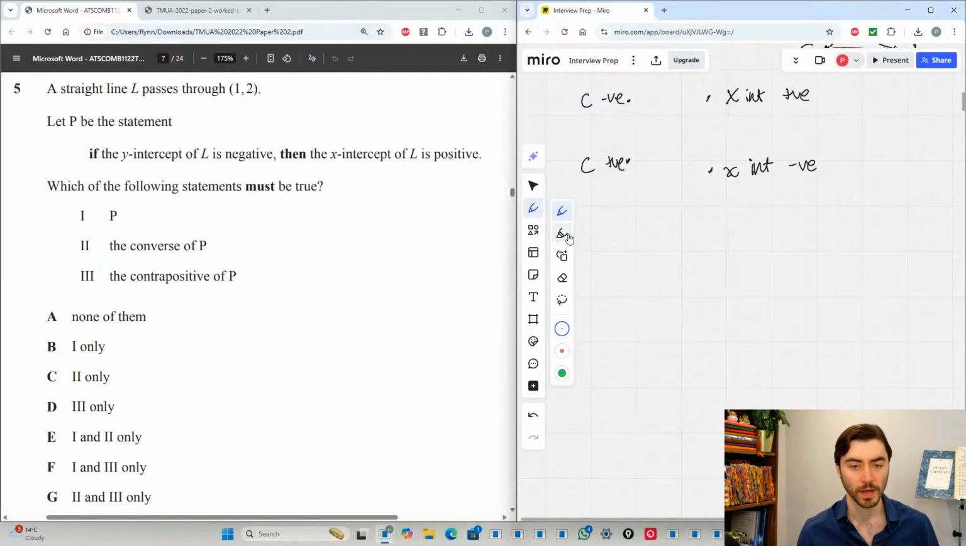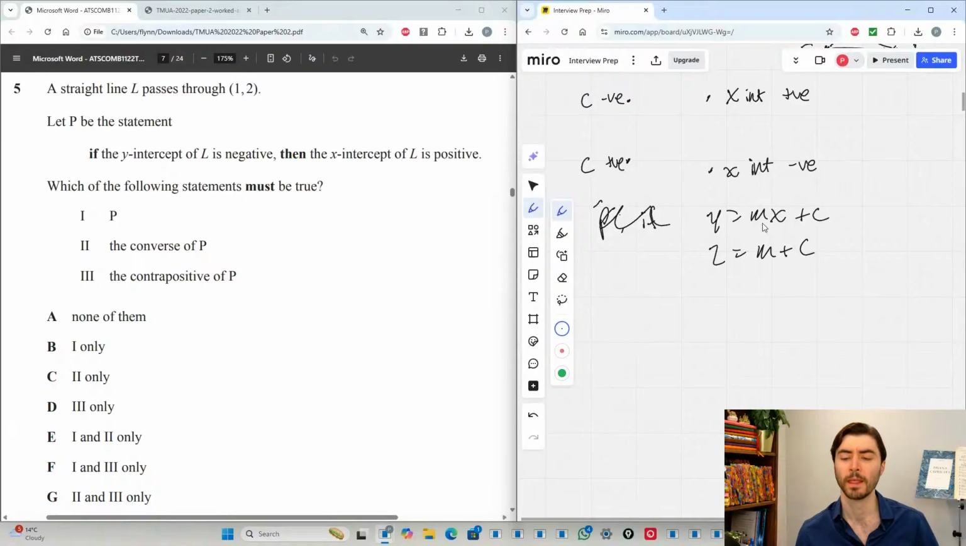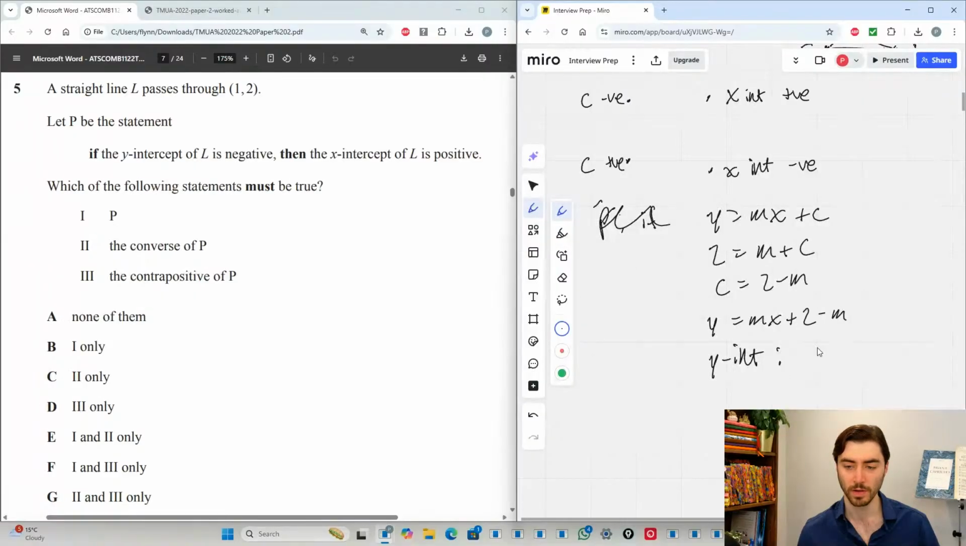Okay, so let's write this out. So for instance, y equals mx plus c. We know it goes through the point, so this is true. So I can say that c is equal to 2 minus m. Plugging that back in, we have y equals mx plus 2 minus m. So the y-intercept, I'm going to call it 2 minus m.